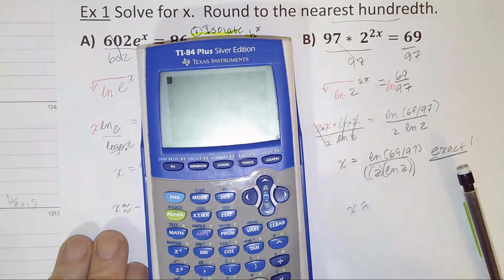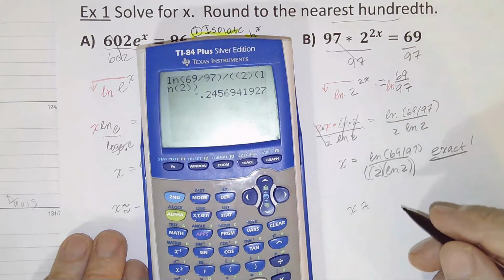So let's clear it. And again, we're going to type natural log of 69 divided by 97, and then close the parentheses, put a division sign, and then the argument parentheses, and parentheses 2 and parentheses, and then times, so parentheses, natural log of 2, close parentheses, close argument parentheses, hit enter. Now we get it right.